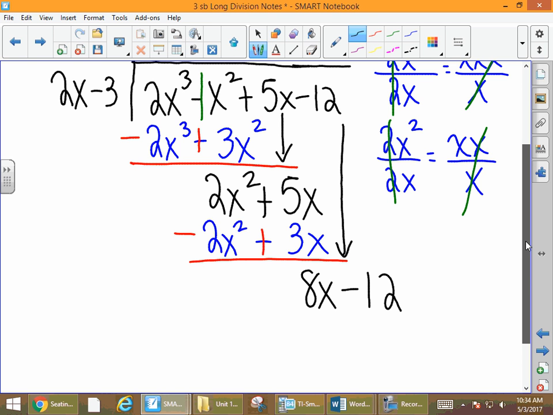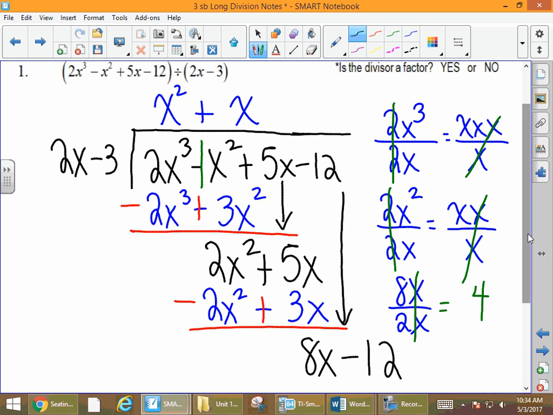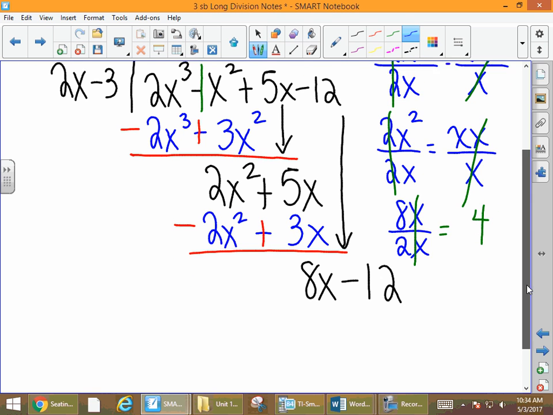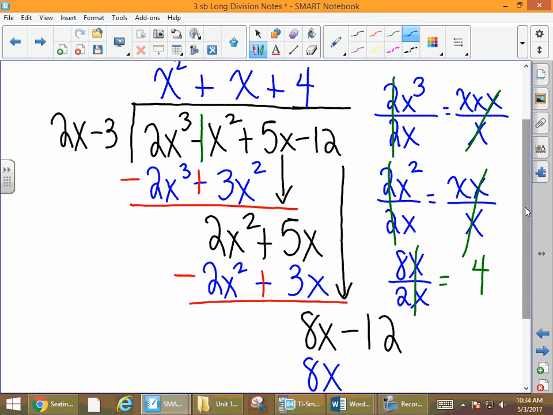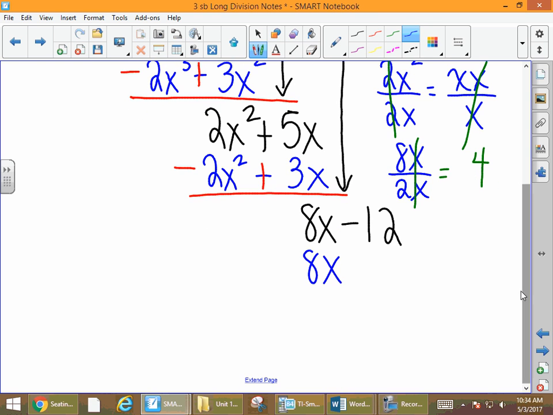But we want to get rid of the highest degree term. Our highest degree term now is 8x divided by the 2x. The x's cancel out, and 8 divided by 2 is 4. It's positive 8x divided by positive 2x, which is positive 4. And 4 times 2x is 8x. 4 times negative 3 is negative 12.